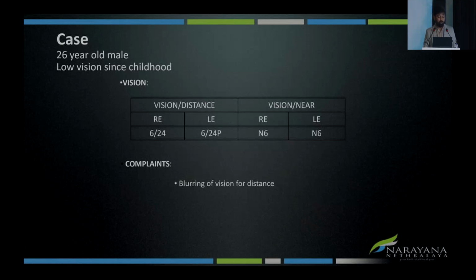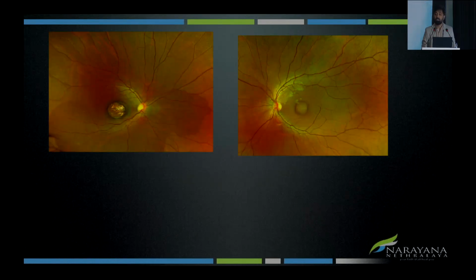This is a 26-year-old male presented with low vision since childhood, 6/24, 6/24, but surprisingly near vision was good, N6. So this is the fundus photo.